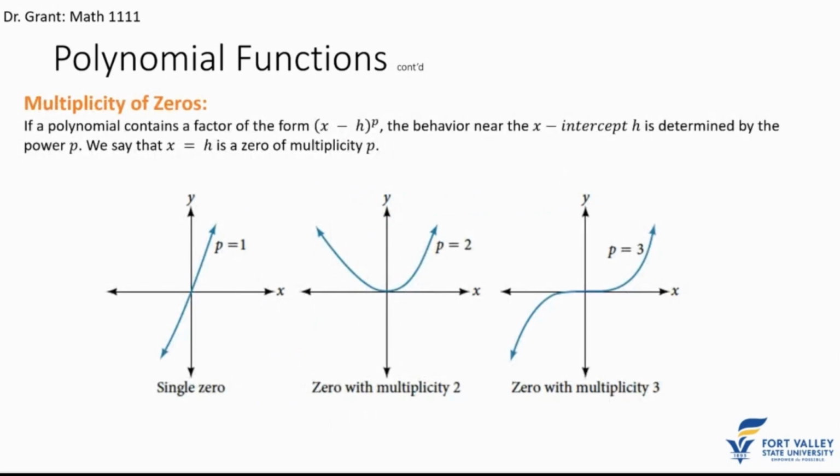So let's generalize this statement just to make it a little bit more solid. Again, if you have a multiplicity of 1, the point is going to go straight through. If you have a multiplicity of 2, it's going to bounce. If you have a multiplicity of 3, it's going to give us a little flat and then go through the point.